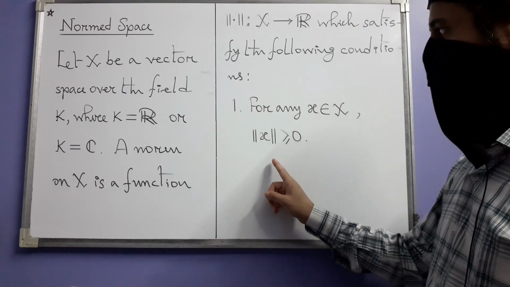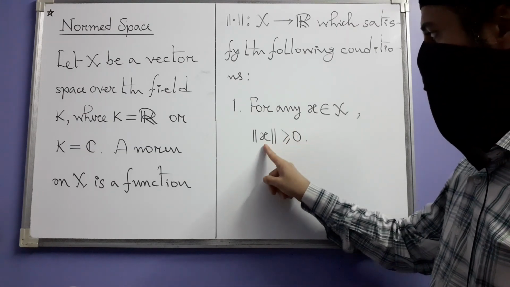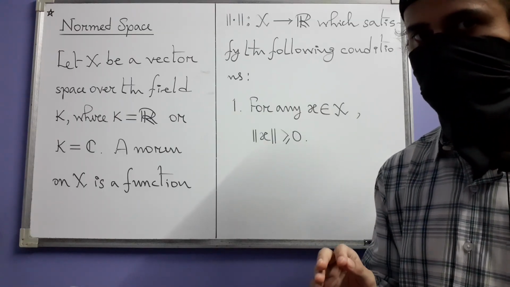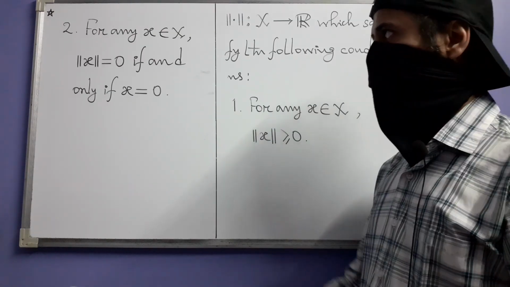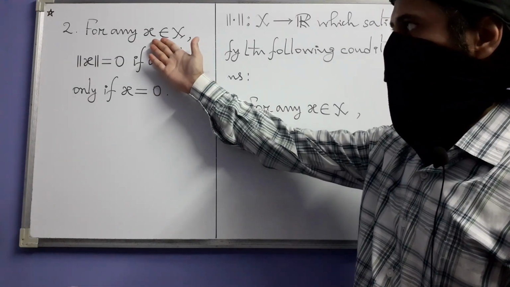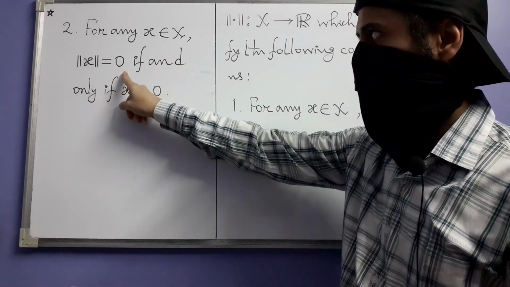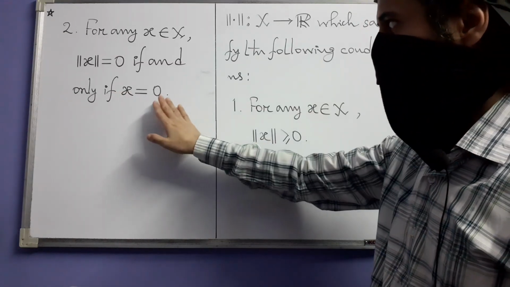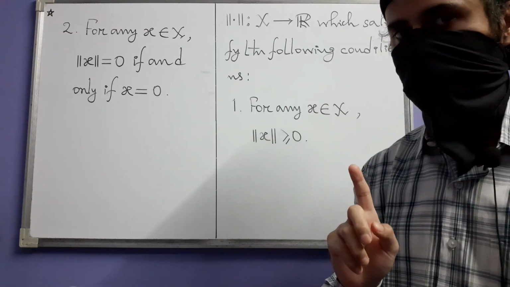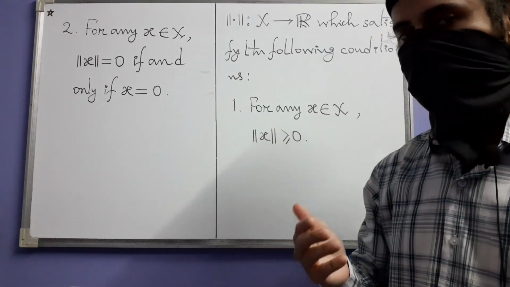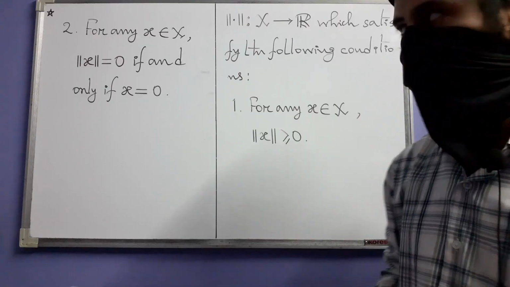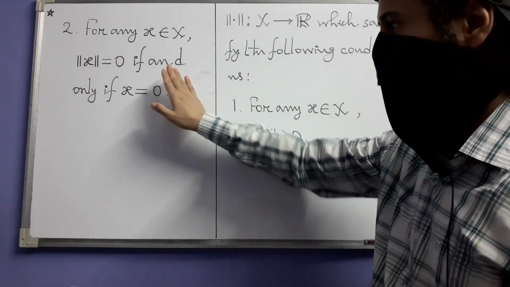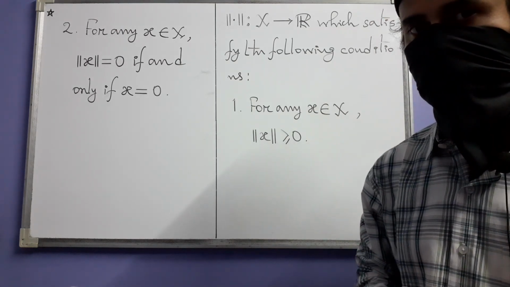The first condition, for any vector X, its norm value is a non-negative real number. It is never negative, it's either 0 or positive. Second condition, for any vector X, the norm value is 0 if and only if the vector itself is 0. That means the 0 vector has its norm value 0 and any non-zero vector has a positive norm value. You can call this condition non-negativity and this condition non-degeneracy.